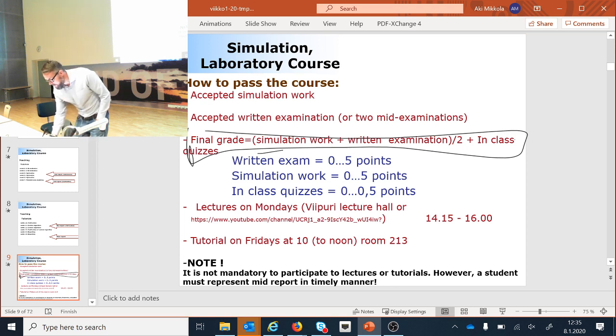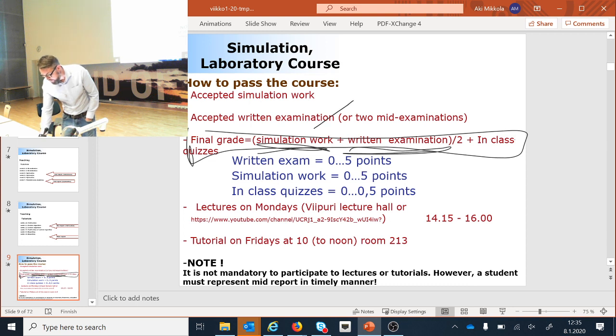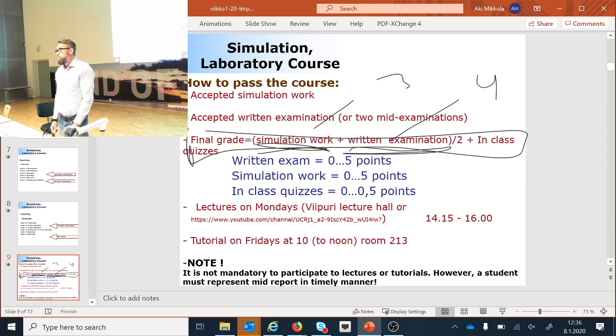So the simulation work will be one part of the equation, then that will be combined with the written exam, and then we will take an average of that. Again, we will round that up. Hypothetically, if you get 3 from the simulation work and 4 from the written exam, your final grade will be 4. It's 3 and 4, so it will be rounded up to 4. Then there is an opportunity to upgrade your grade, and that will be based on in-class quizzes. If you do all the in-class quizzes in an acceptable way, I will explain the details again after a few slides, then it's possible that you can upgrade your grade by 0.5 points.